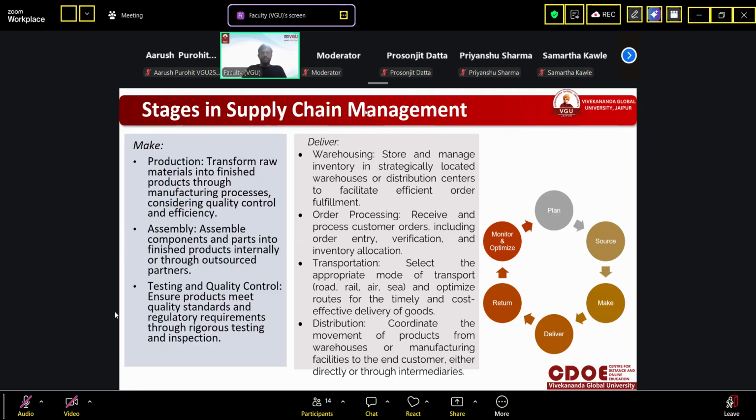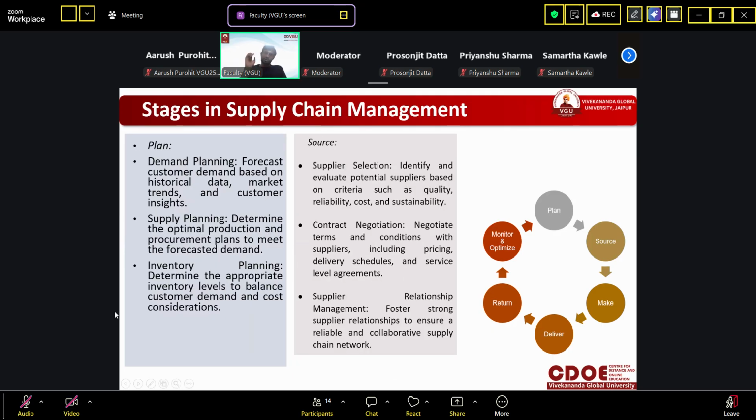We start from the planning part, then we start sourcing. Source means from where we are collecting our materials. First is supplier selection: identifying and evaluating potential suppliers based on criteria such as quality, reliability, cost, and sustainability. For demand planning, when customers demand that product, we require suppliers for that kind of materials. So how are we going to identify them? We check their quality, their prices, their reliability, sustainability.